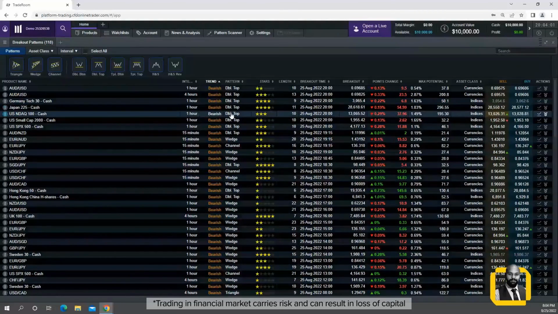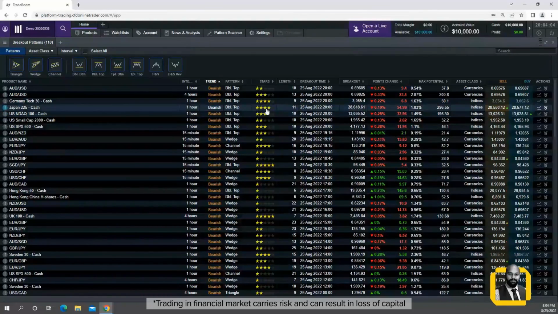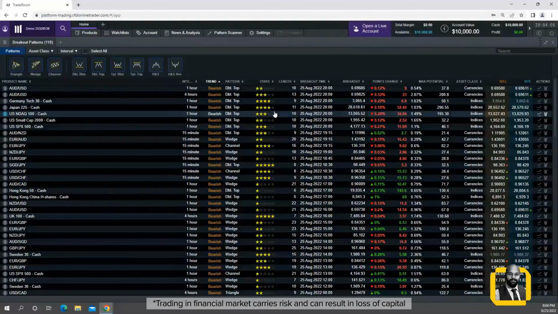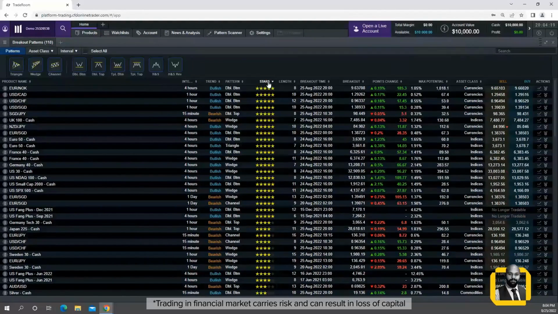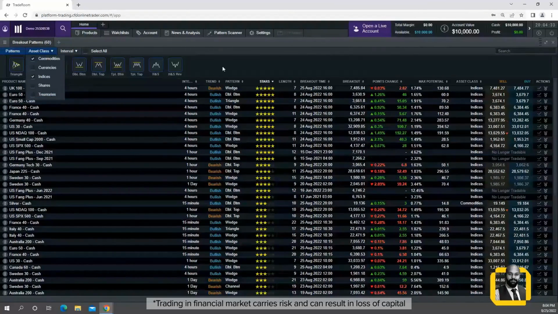Now the most important thing over here is the number of stars. 5 star is a very strong signal. 4 star is still a good signal. 3 star is something you could avoid taking. 2 star and 1 star is something you could avoid completely. Now let's look at something that is giving us a 5 star signal, meaning it is stronger, with more probability of that happening or going in your favor. Now let me remove currencies also. Indices and commodities should do for now.